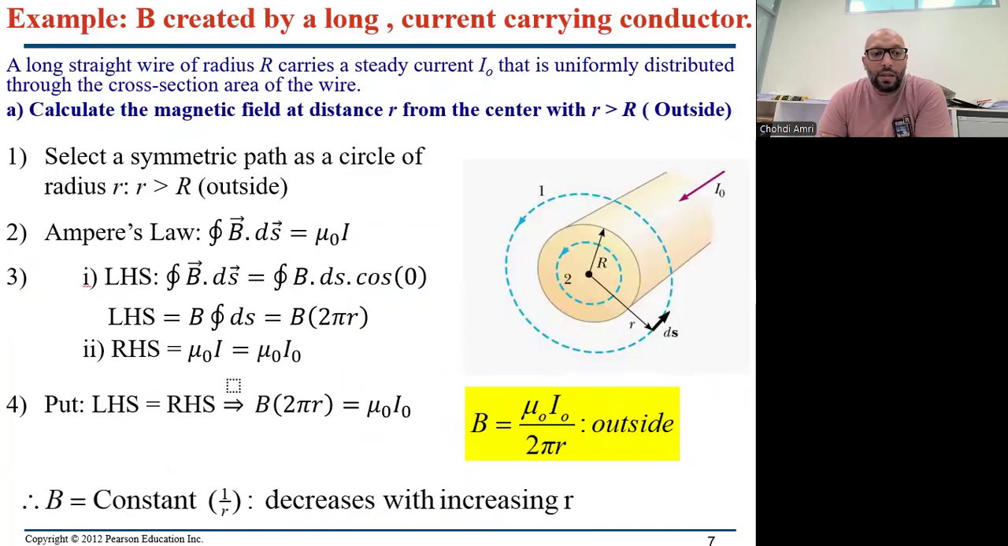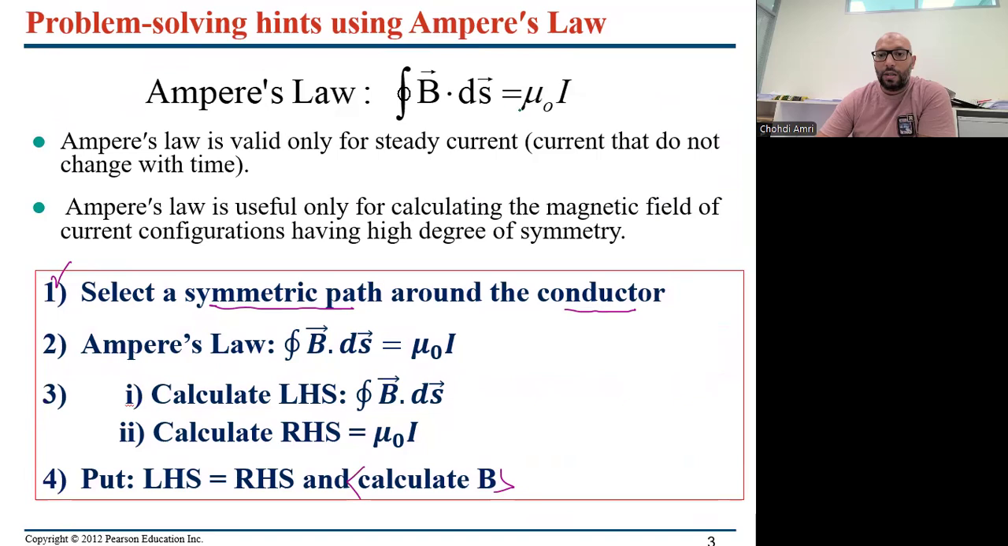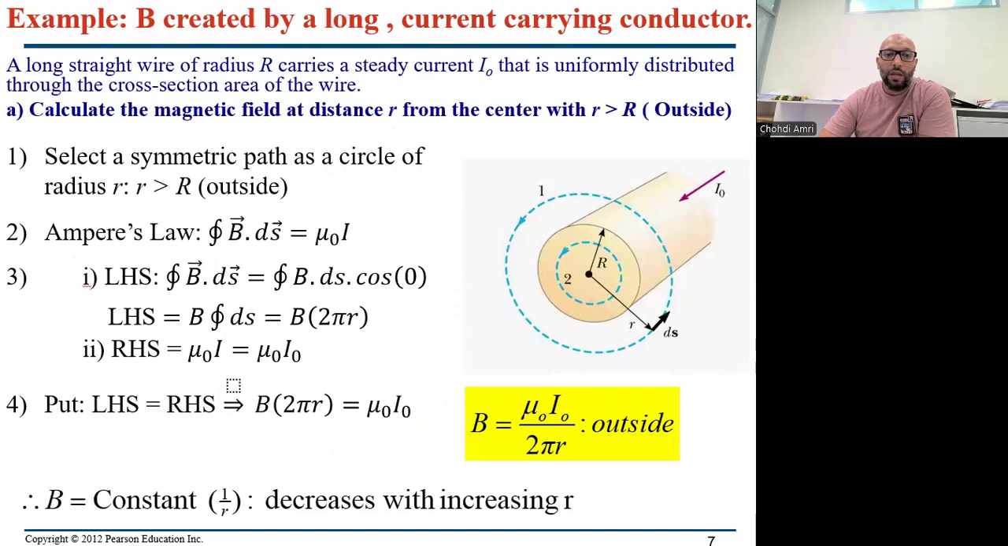Now we have three examples in which we will apply Ampere's law. Let's recall that Ampere's law is the following: line integral of B dot ds equals mu naught multiplied by the current enclosed. As I said, this law is valid when the current is constant, a steady current, and we can also apply this law if we have a high degree of symmetry for the conductor, for the configuration of the current. The steps are the following. Step number 1, symmetric path. Step number 2, Ampere's law. Step number 3, left-hand side, right-hand side, and then equality between them to calculate the magnetic field.